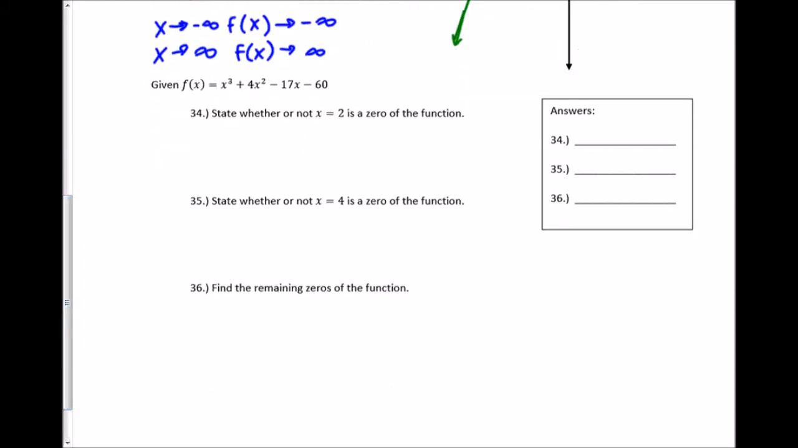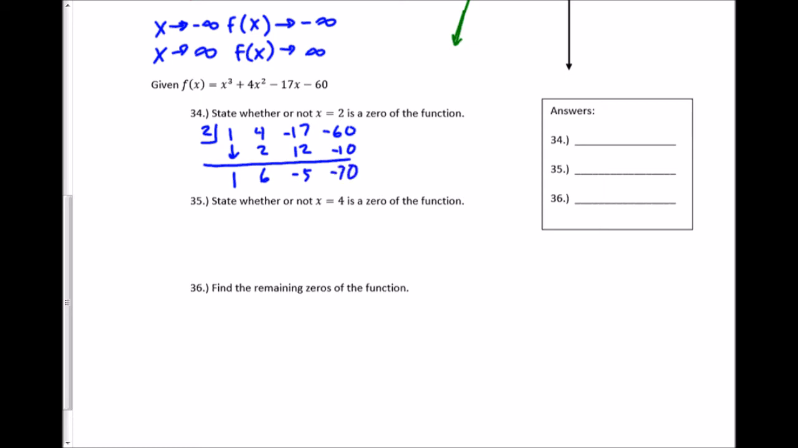For the next one, we just wanted to state whether or not this one is a solution. And you could actually plug the 2 in and see if you get a 0, but an easier way to do it is actually use synthetic division. Remember, synthetic division can be used to test solutions, so I plug the 2 into my box. I write down my coefficients in descending order. I bring this guy down, I multiply, I add straight down. I multiply, I add straight down. I multiply, I add straight down.